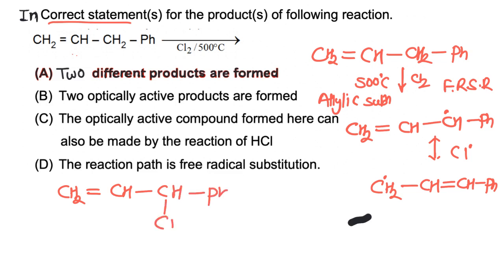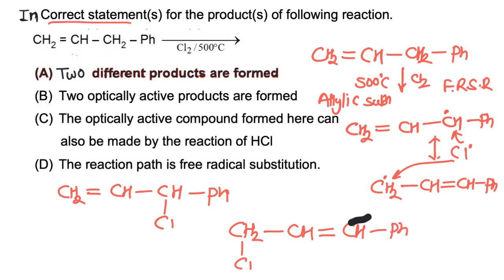CH-Cl-pH, when the Cl atom is attached at this carbon. Now if Cl is attached at this carbon, we will get another product, CH2Cl-CH=CH-pH.